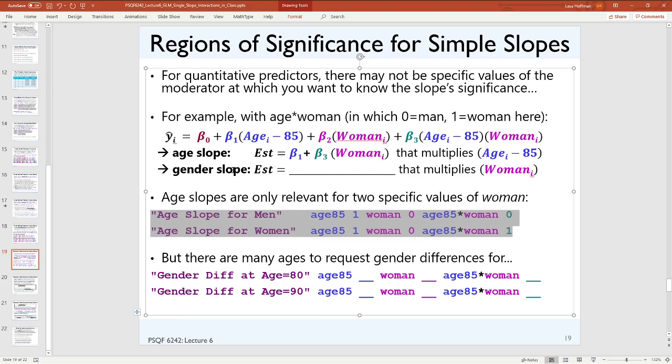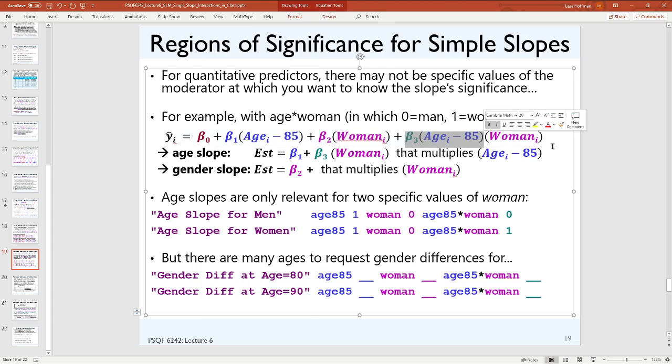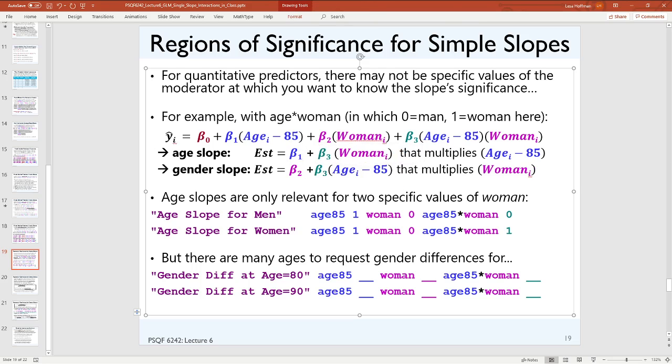But what if we go the other way? What if we are a researcher who is interested in gender differences and we want to look at how gender differences vary by age? Well, that's a different story. Now we start with beta 2, and we still need the interaction term, but we need it to multiply the moderator of age instead. So now, let me make this a little bit prettier. There we go. Now I have the ingredients by which to form the gender slope.